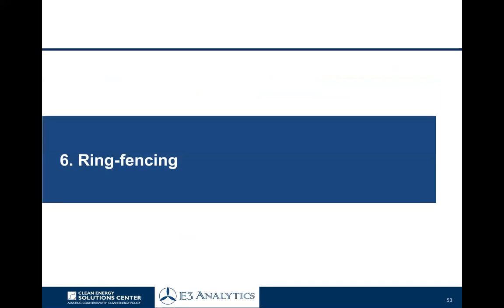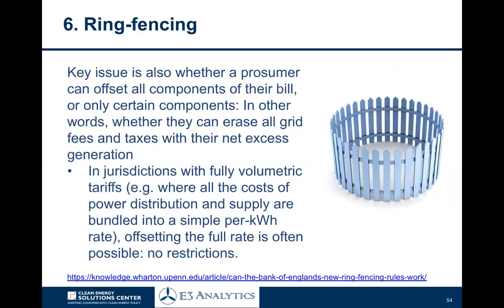Ring fencing. What does this mean? A key issue is whether the customer who has solar on their roof can offset all components of their bill or only certain components. In other words, whether you can use your self-consumed solar to erase all components of the bill, like fees, including taxes, with your net excess generation.